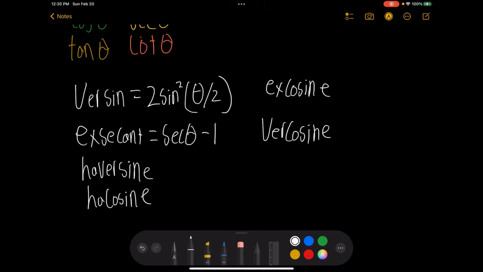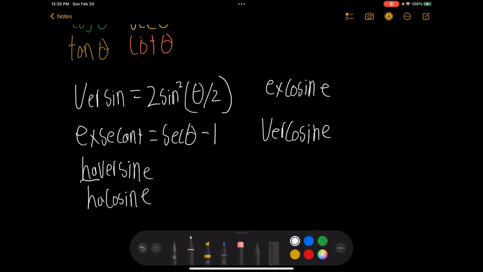Well, the first thing is that the ha prefix means half. A halfpenny is half a penny, so basically we're looking at 1/2 of the function, 1/2 of secant, 1/2 of sine. Sure, it's going to be so useful. The ex prefix means subtract 1, so exsecant is secant theta minus 1.